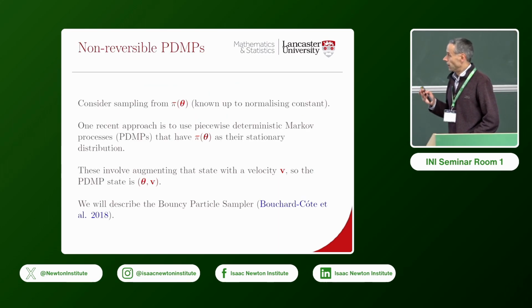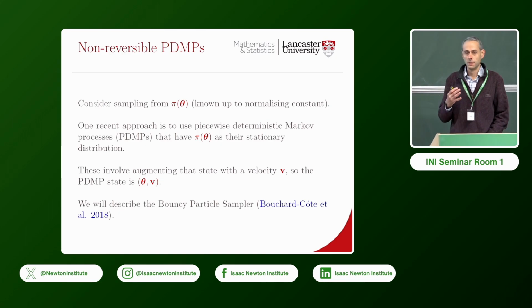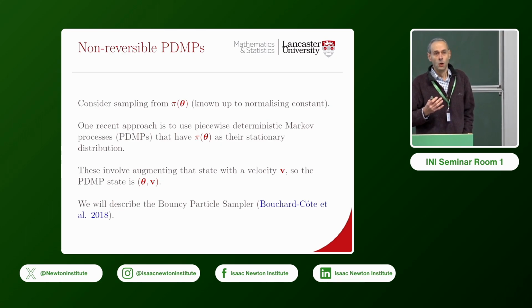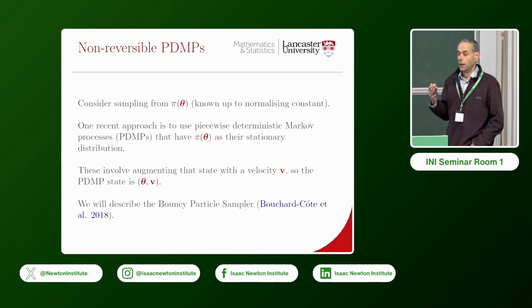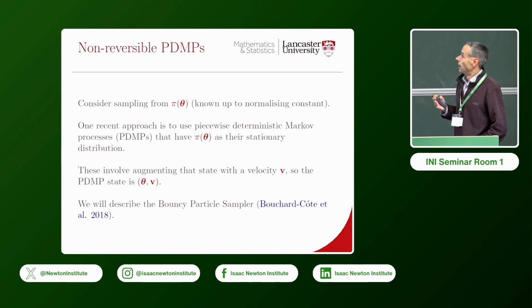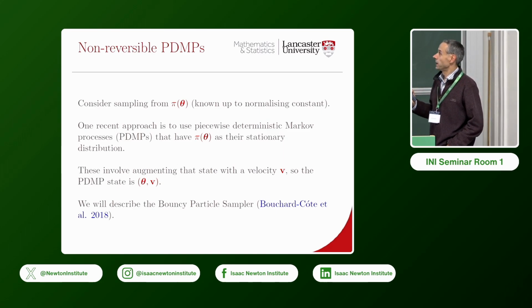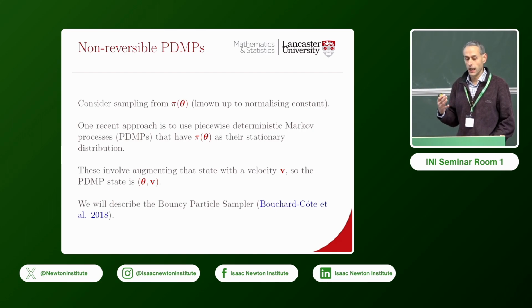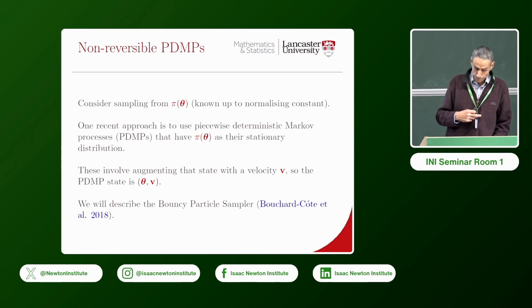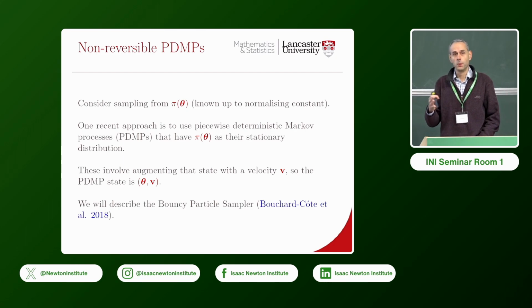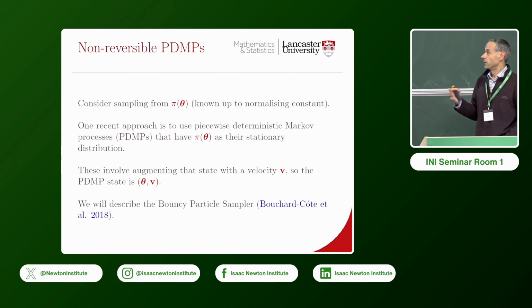So to start off, a bit of background on PDMP samplers and what we're trying to do. We're interested in sampling from some density pi of theta, and we're going to do that by simulating a PDMP that has pi of theta as the theta component of its stationary distribution. There's a number of different PDMP samplers that have been suggested, and what I'm going to talk about would apply generally to any of them.